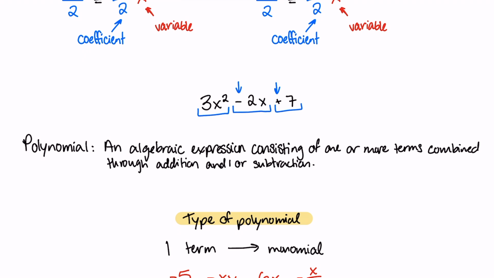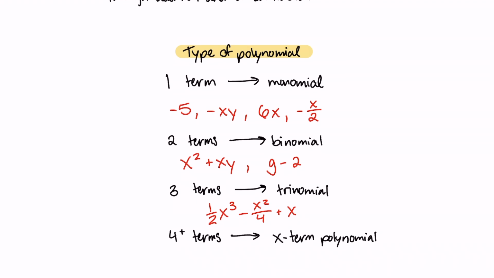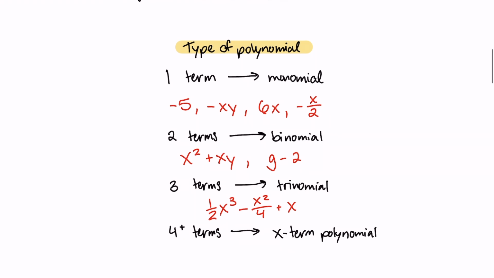A polynomial is an algebraic expression consisting of one or more terms combined through addition and/or subtraction. If a polynomial only has one term, it is called a monomial. If it has two terms, it is a binomial. If it has three terms, it is a trinomial. And if it has more than three terms, we say it is a four-term polynomial or a five-term polynomial, etc.